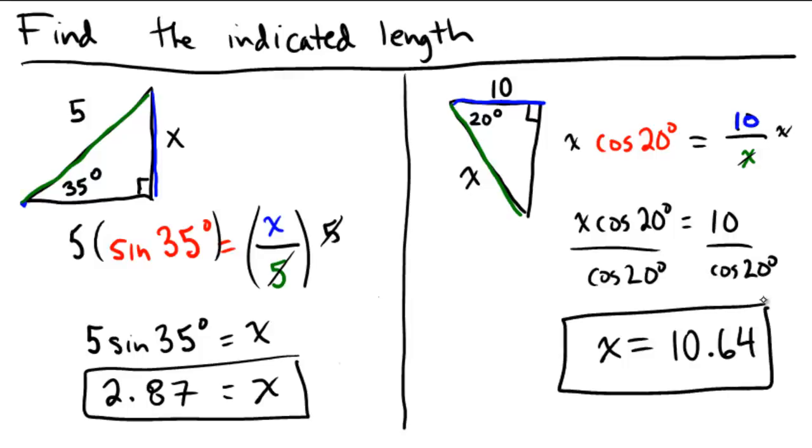If you're getting an answer that's way different, like for example something that looks like 24.5, make sure you're in degree mode and not in radian mode. Again, make sure you're in degree mode and not in radian mode.